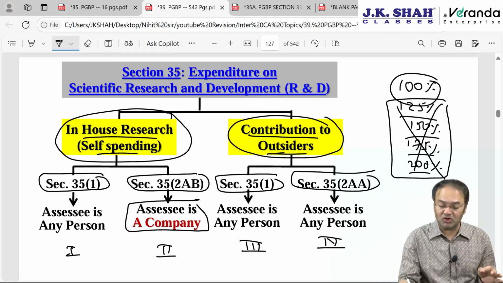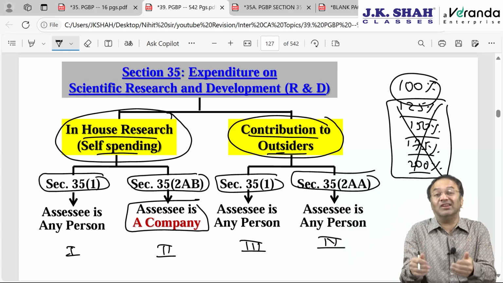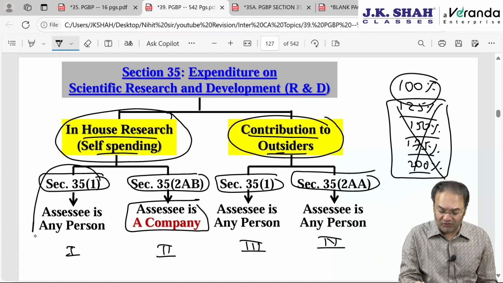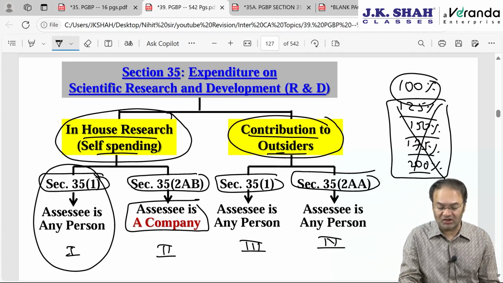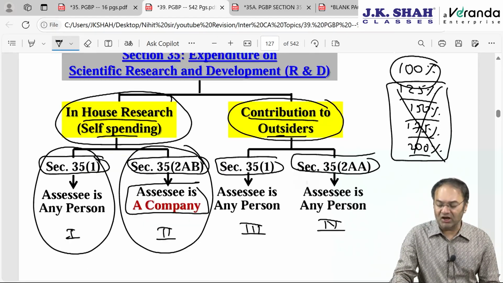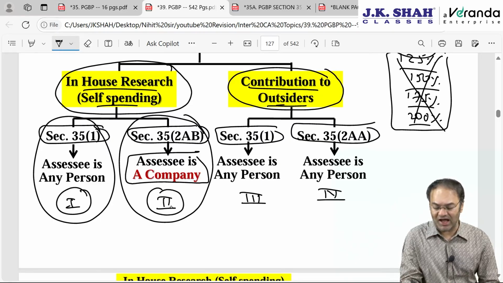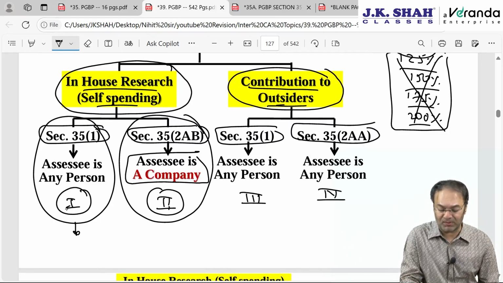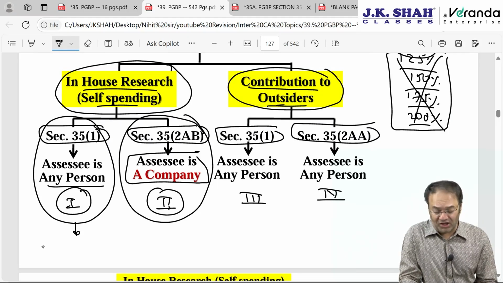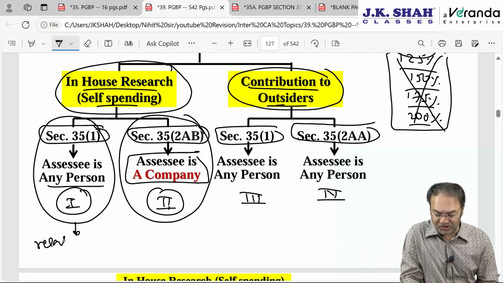Simply remember which provisions can make an assessee eligible to claim the deduction. Starting with the first category, where the assessee is any person and spending in-house. Here also the assessee should be a company. Is there any difference? Answer: yes, between both the places, there is a slight difference. What is it? We will discuss. Primarily the difference is that here the assessee, who is any person, should be spending on R&D related to his own business.